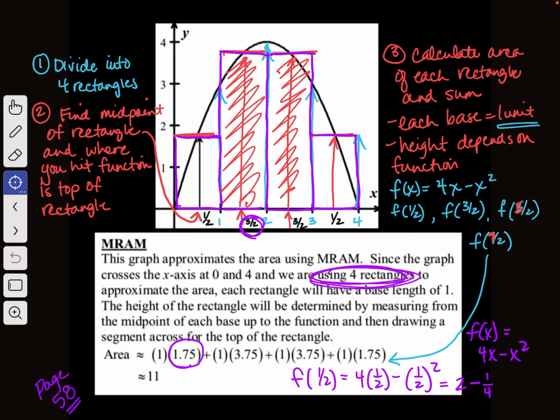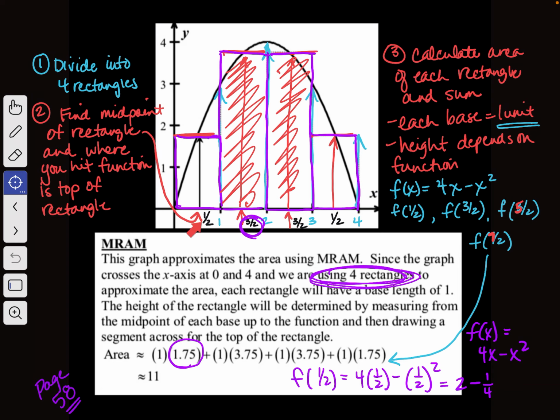Each rectangle will have a base length of 1. The height of the rectangles will be determined by measuring from the midpoint of each base up to the function and then drawing a segment across for the top of the rectangle. So if we're starting from 0, here's my first rectangle. Stops at 1, my second stops at 2, 3, and 4.